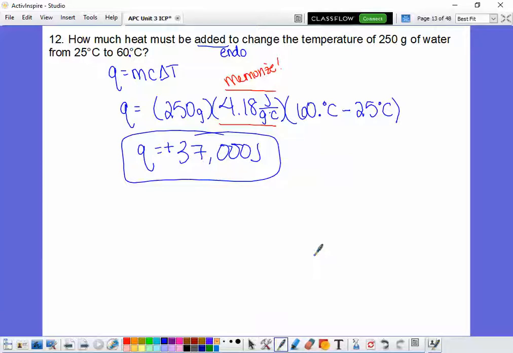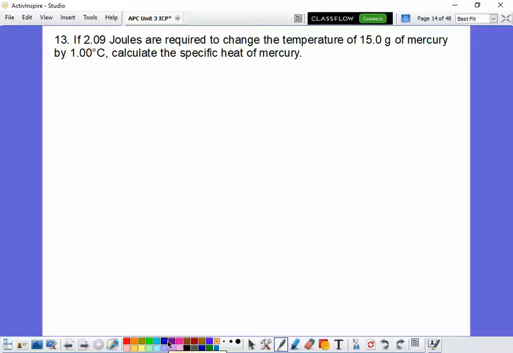Okay? So let's do some more with Q equals mcΔT. For this one, this is just showing you different things you can solve for. We have 2.09 joules required to change the temperature of 15.0 grams of mercury by 1 degree Celsius. And we're going to calculate the specific heat of mercury. Is this process endo or exo? Endo, because energy, or heat, is required.